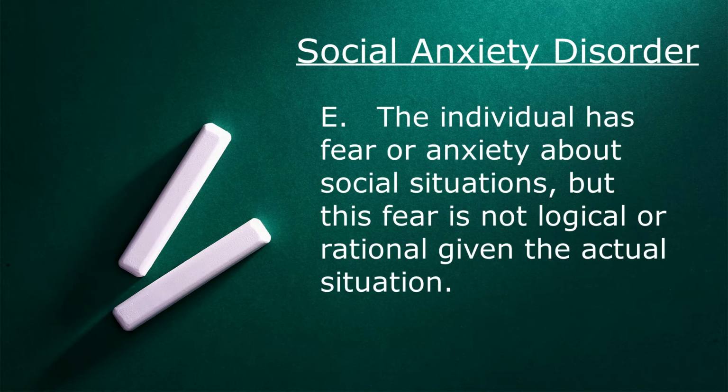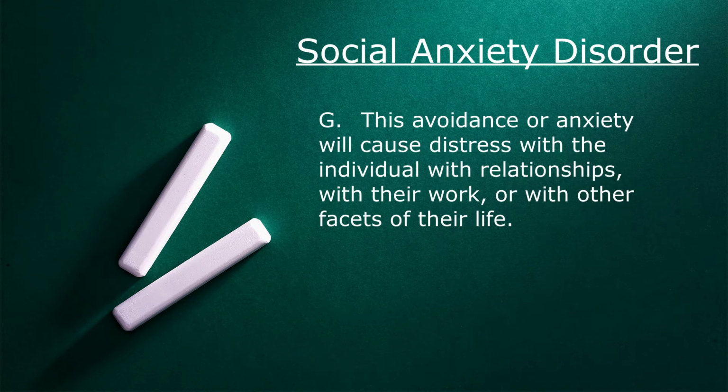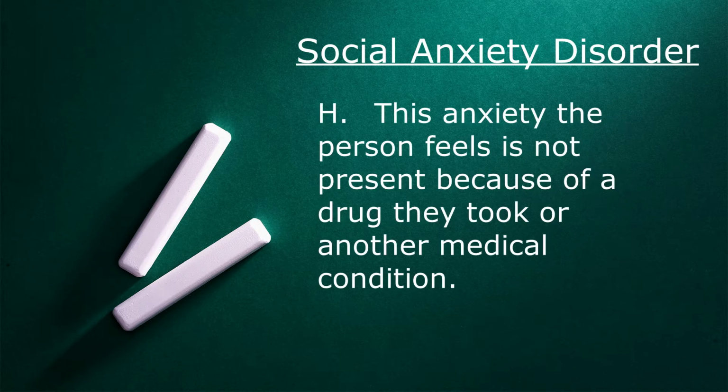E, the individual has fear or anxiety about social situations, but this fear is not logical or rational given the actual situation. F, the individual that fears anxiety or fear will try to avoid social situations for more than 6 months. G, this avoidance or anxiety will cause distress with the individual with relationships, with their work, or with other facets of their life.